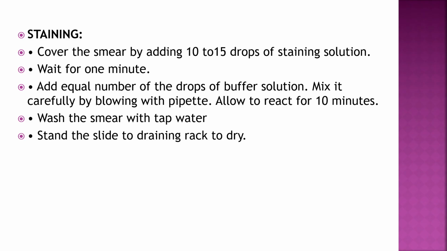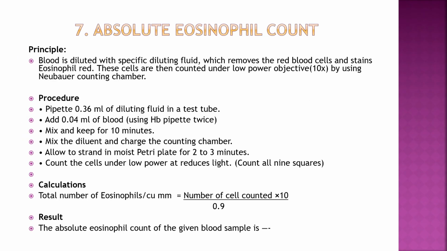Absolute eosinophil count: blood is diluted with a specific diluting fluid, that is the absolute eosinophil diluting fluid, which removes red blood cells and stains eosinophils red in color. These cells are then counted under low power by using Neubauer's counting chamber.